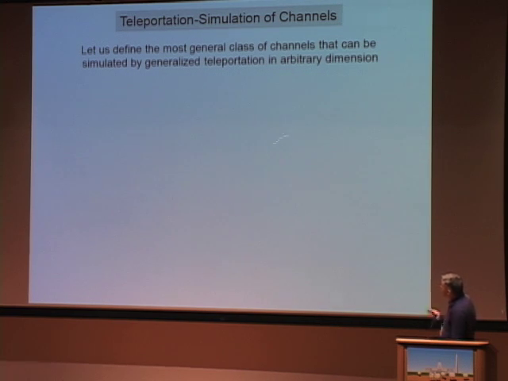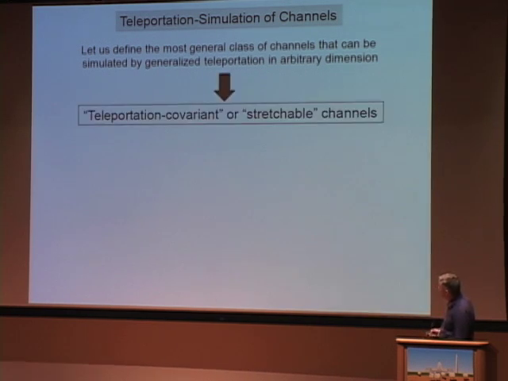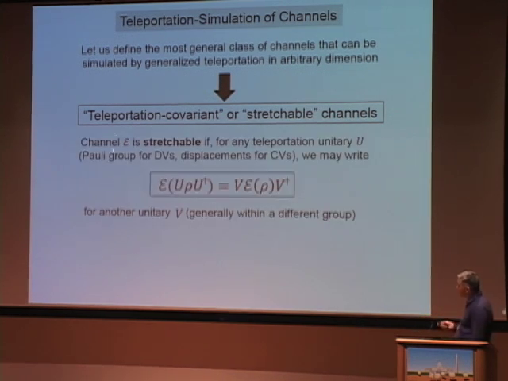So the most general class of channels that can be simulated by generalized teleportation in arbitrary dimension, we call teleportation covariant channels. We also call them stretchable, because they are those channels that can then be used in this stretching technique afterwards. But teleportation covariant really gives you the idea of what's going on. So basically, this channel, channel epsilon, is teleportation covariant or stretchable if this situation here happens.